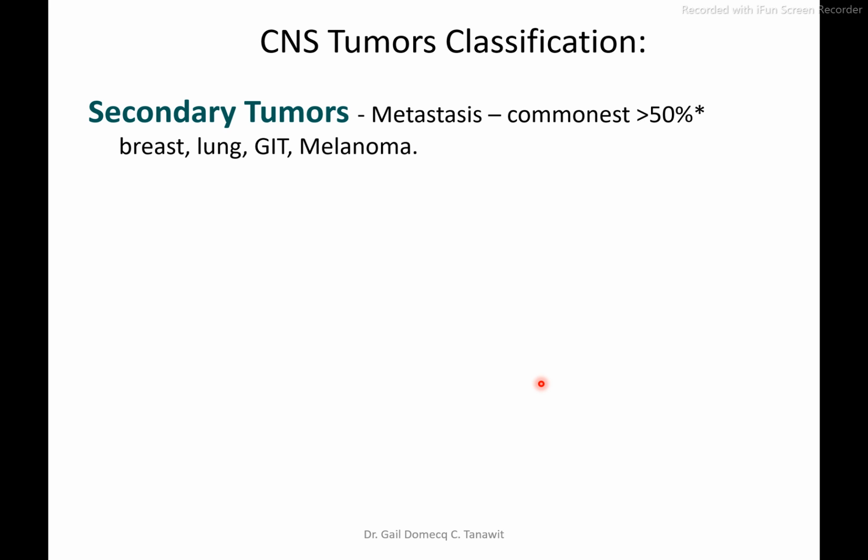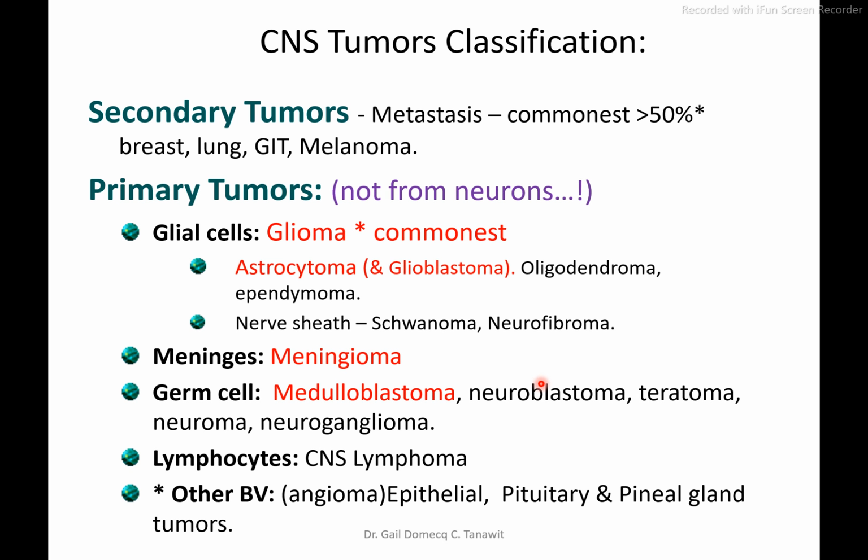As to the classification, in secondary tumors, if there is a brain tumor, sinabi natin kanina, you think first of a metastatic. This is the most common, 50%, coming from the breast, the lung, the GI, and even from malignant melanoma. Primary tumors usually are not coming from neurons. Usually it's glial in origin. That's the most common: astrocytoma and glioblastoma, oligodendroglioma and ependymoma. Coming from a nerve sheath, schwannoma and neurofibroma.